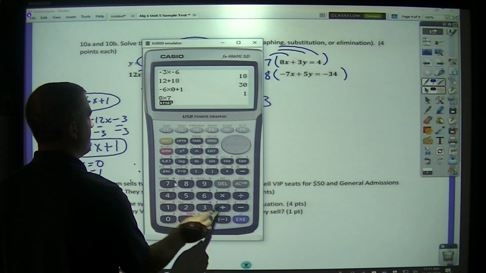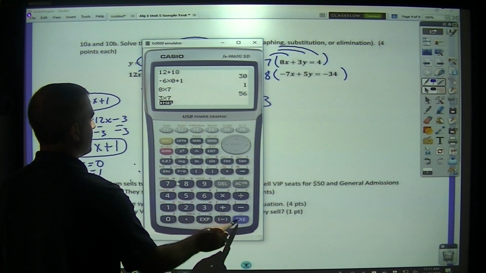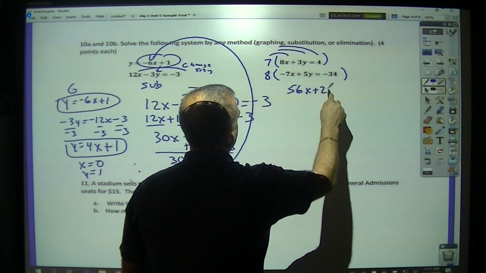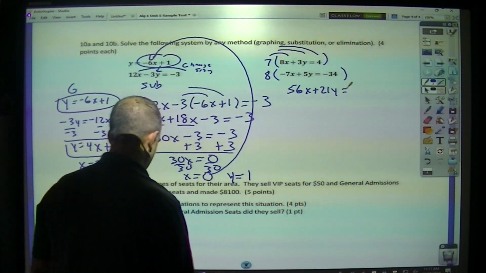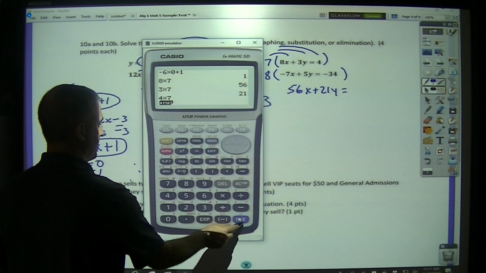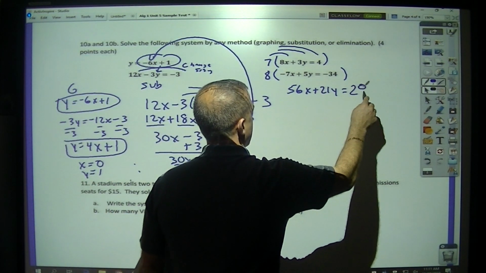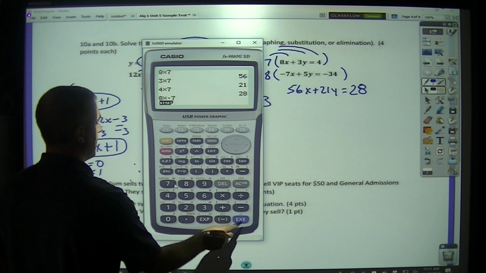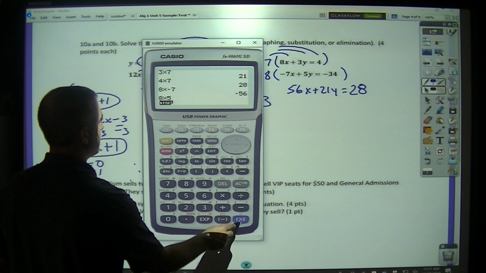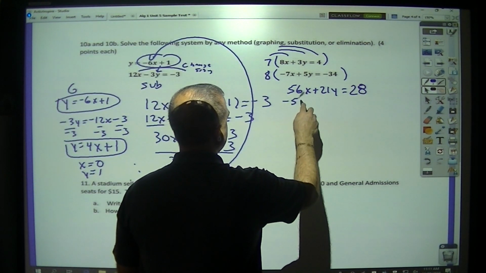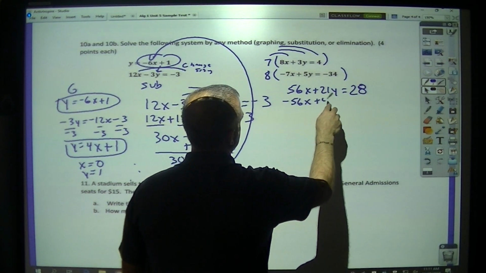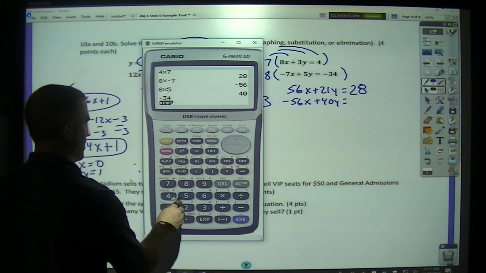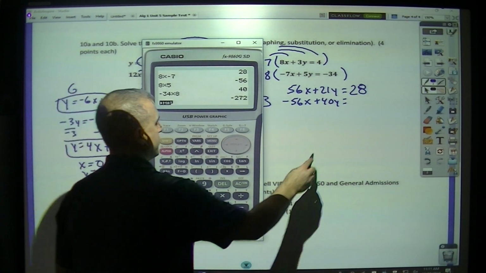So 8 times 7 is 56. 3 times 7 is 21. So I got 56x plus 21y equals 4 times 7 is 28. Okay? Now, 8 times negative 7 and 8 times 5. So I got negative 56x, positive 40y equals negative 34 times 8 is negative 272.